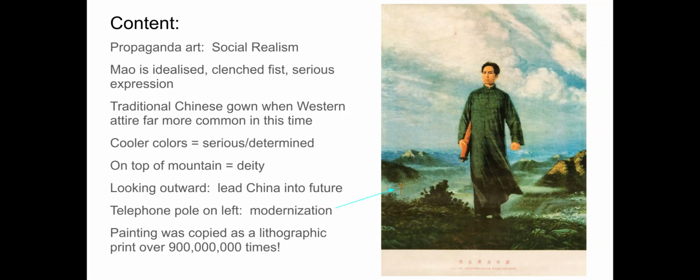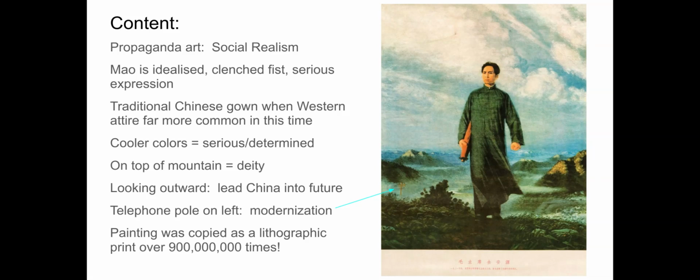So if you look at Mao, he is young, so idealized. If you look at his left hand, it's clenched in a fist, so very determined. He's got a serious expression on his face. He's looking out beyond, into the future, where he's going to lead China into the modern world.